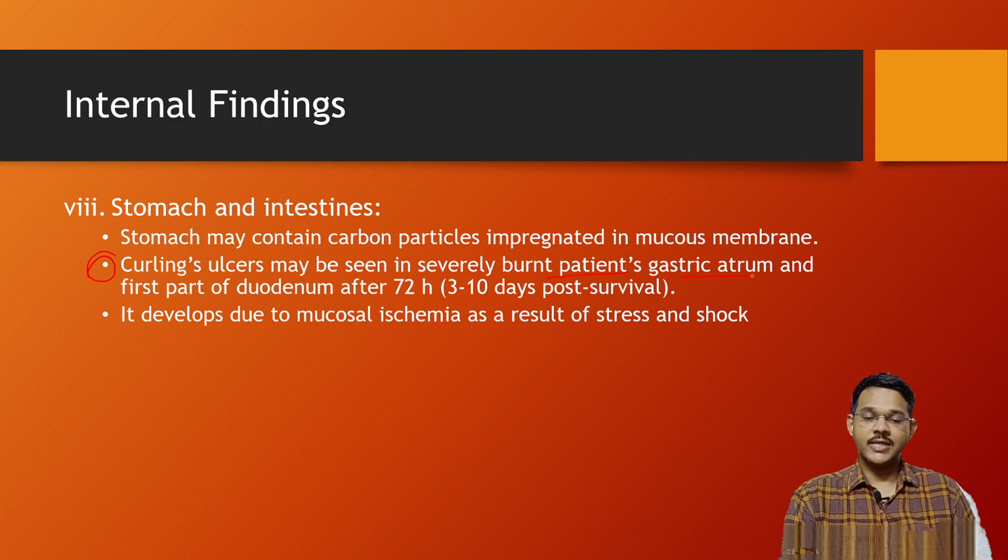It is seen in the gastric antrum and the first part of the duodenum after 72 hours of burns, or 2 to 3 days post survival. It is mainly because of mucosal ischemia as a result of stress and shock. Because of stress and shock, there is mucosal ischemia leading to curling ulcer, and the gastric mucosa gets ulcerated.